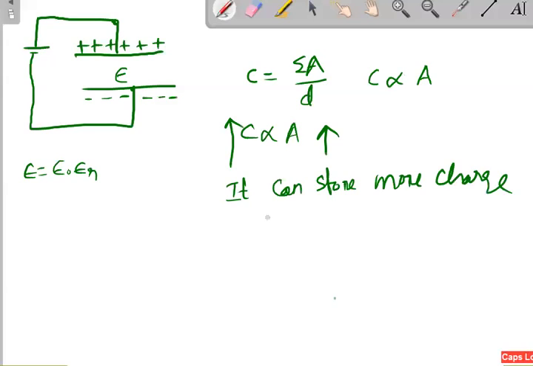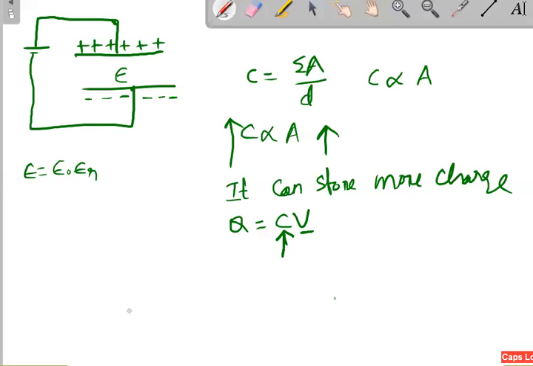Because the charge stored finally depends on how much voltage you have provided and what the capacitance value is. The capacitance always depends on the physical dimensions of the capacitor only. The total charge available with you is Q equal to CV. If you want more charge, you need more C. So for a given voltage, if your capacitance value is high, then you can store more charge.